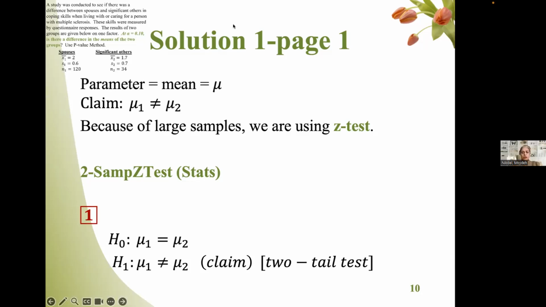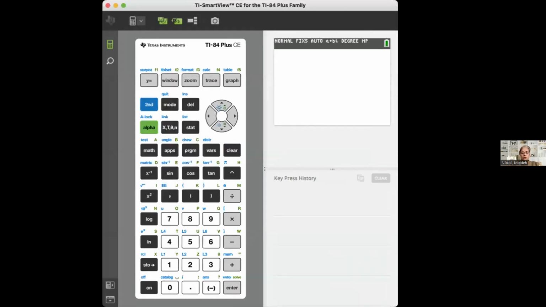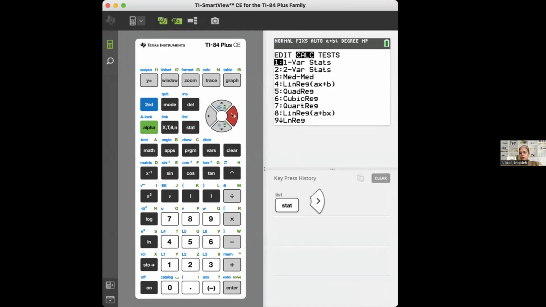Okay, thank you, Shauna. Okay, I'm going to stop sharing and bring my calculator. Let me clear my window. So we are choosing the two sample z-test. I click stat. On the top row, you have edit, calc, test. I'm going to highlight test, two sample z-test, and press enter.